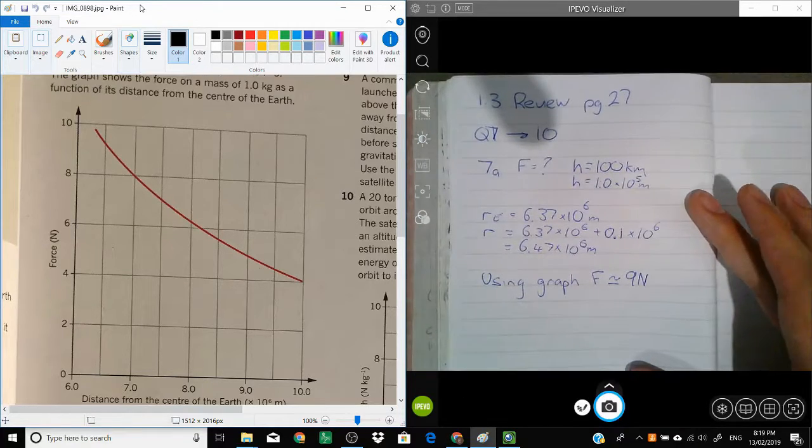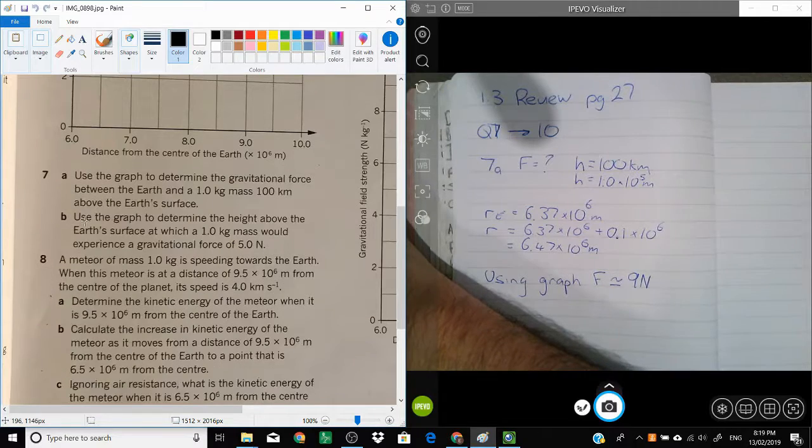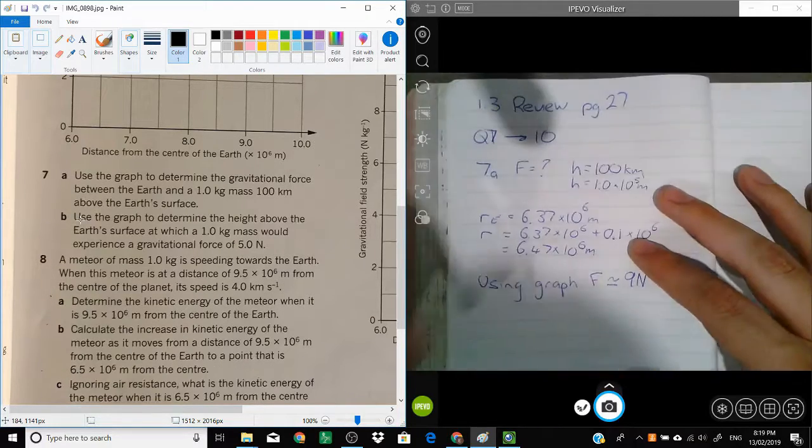If there were more lines on this graph, we probably could make it a little bit more accurate, because that looks like a bit further than halfway if you take that judgment. But that's as good as we can do for that one. Now, for part B.